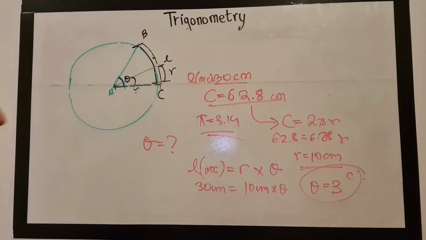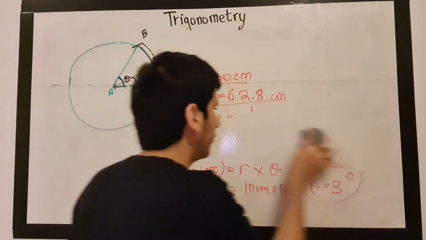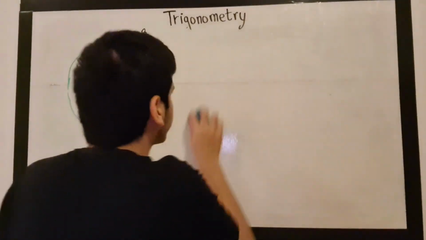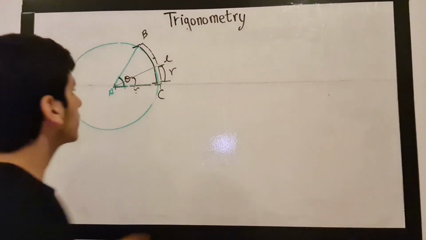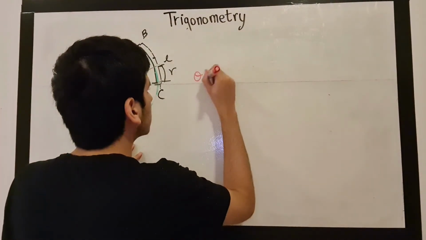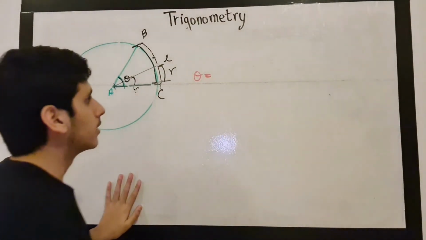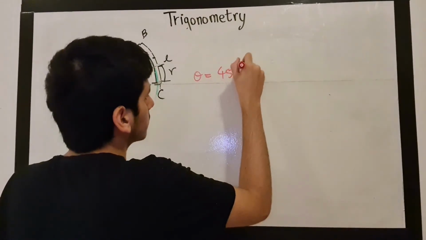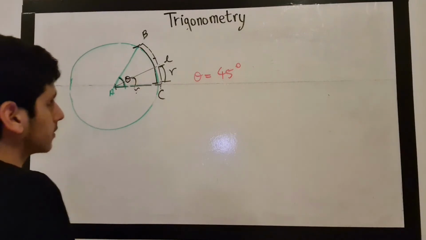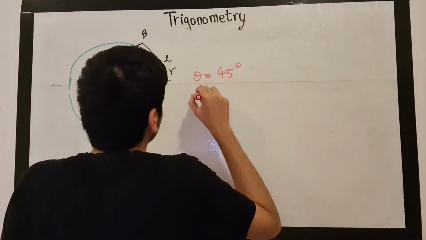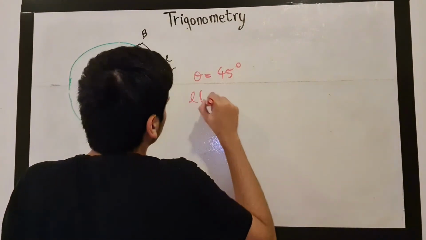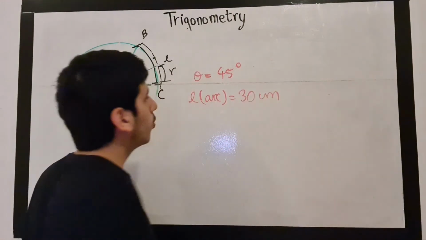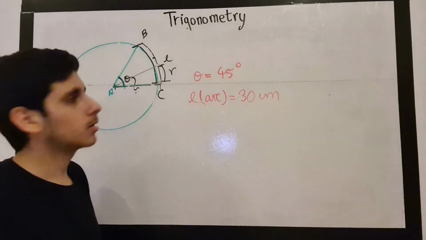Another question. This time I'll give you the central angle, okay? Let's say the central angle is 45 degrees. Length of the arc is, again, 30 centimeters. What is the radius of this circle?